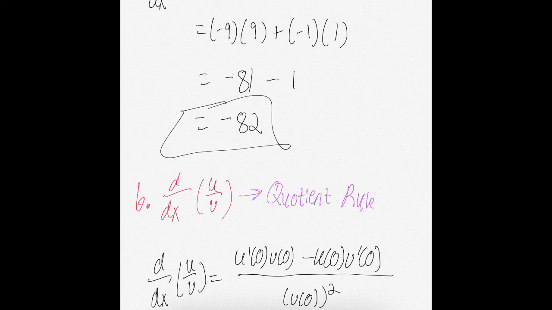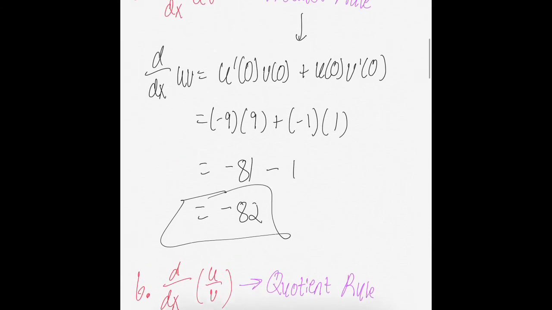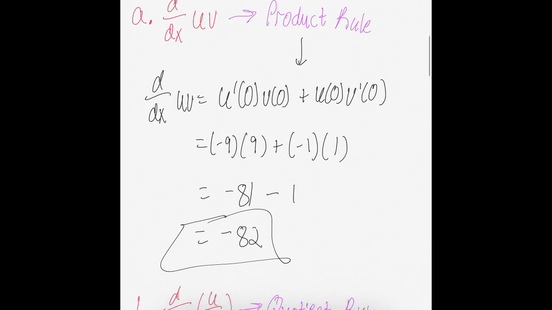So this tells us that the derivative of u over v is going to be, let's see, in the numerator we'll have u prime of 0 times v of 0. So we take the derivative of the numerator and multiply it by the denominator. And then we subtract the numerator times the derivative of the denominator.